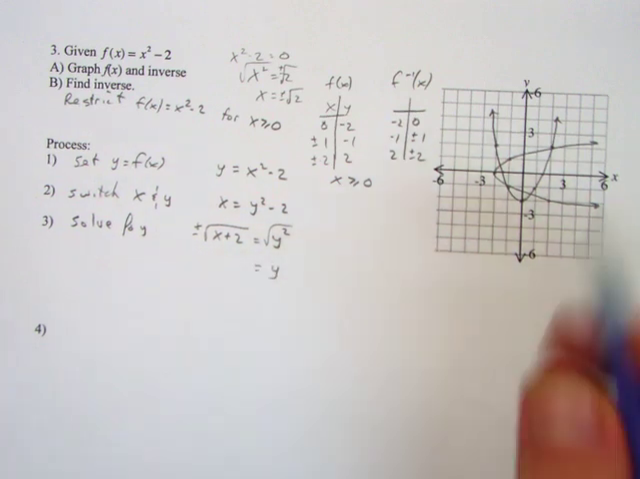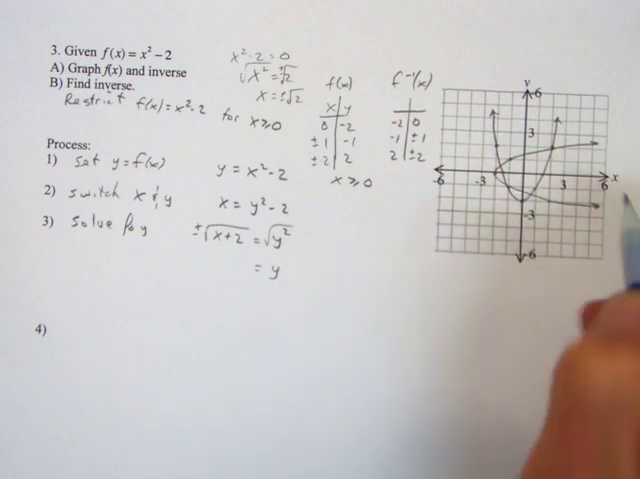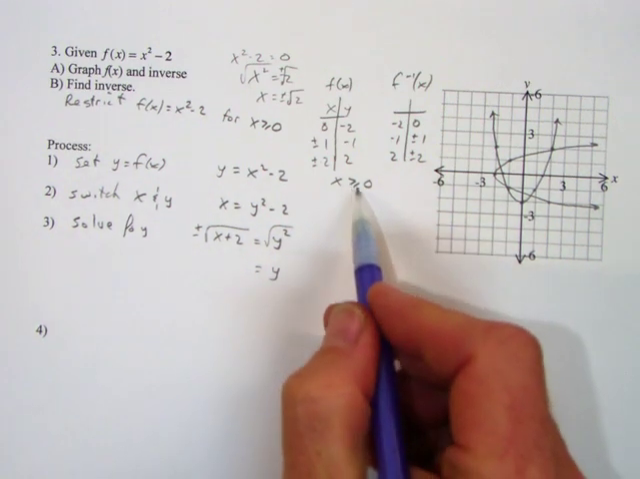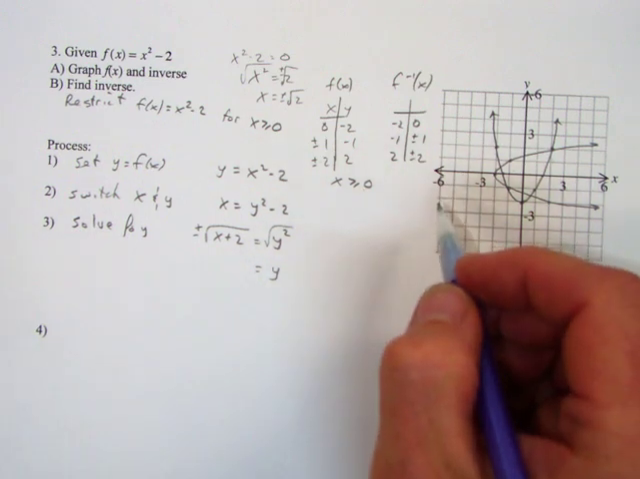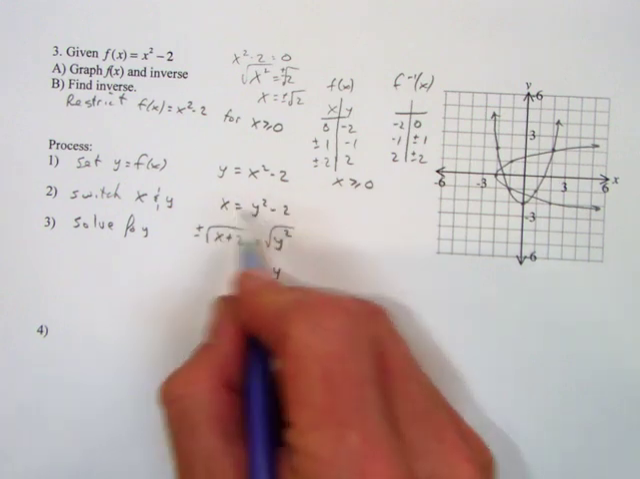Now at this point, the positive represents that top half of the graph. The negative represents the bottom. Which one do I want and why? Well, let's go back and look at it. If we restrict the graph to x greater than or equal to 0, then what's that going to tell us about once we switch the x and y value?